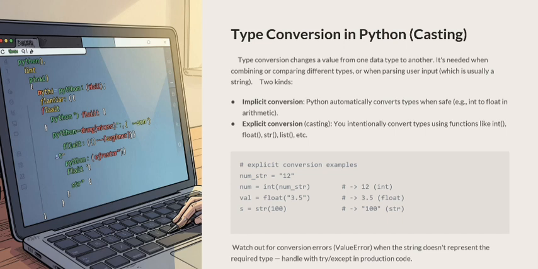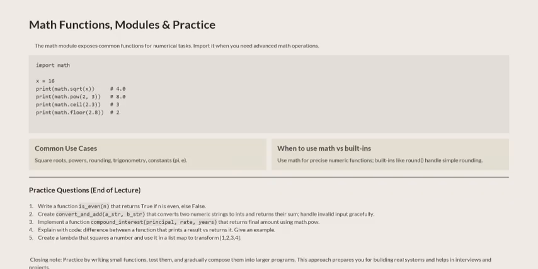Okay, so why is type conversion needed? Type conversion is needed when we work with different data types together. A very common example is user input. When we take input from the user using input, Python receives it as a string.